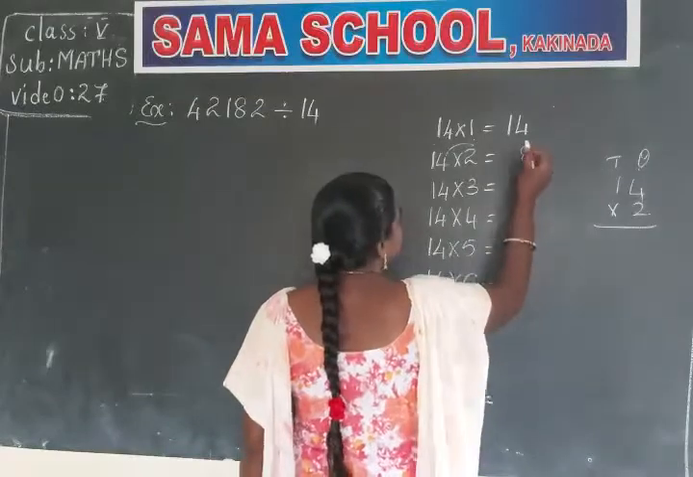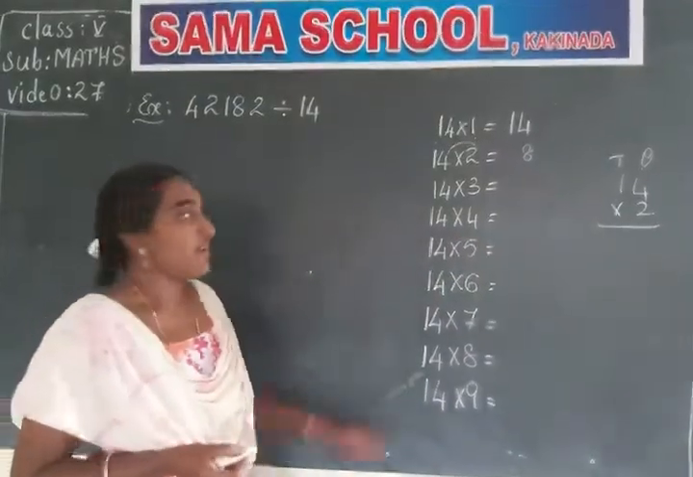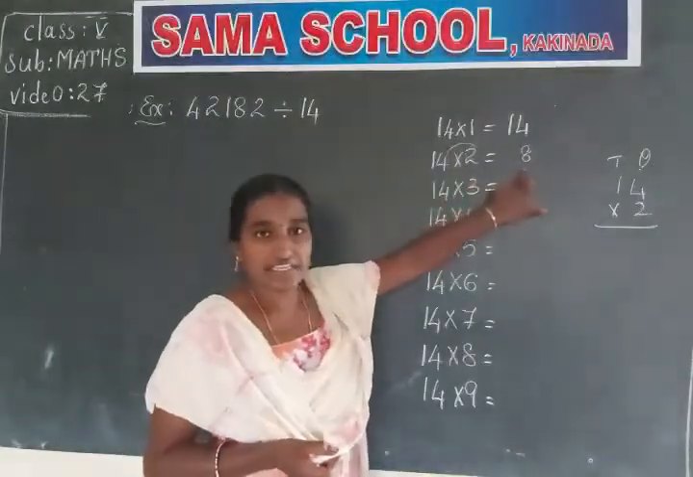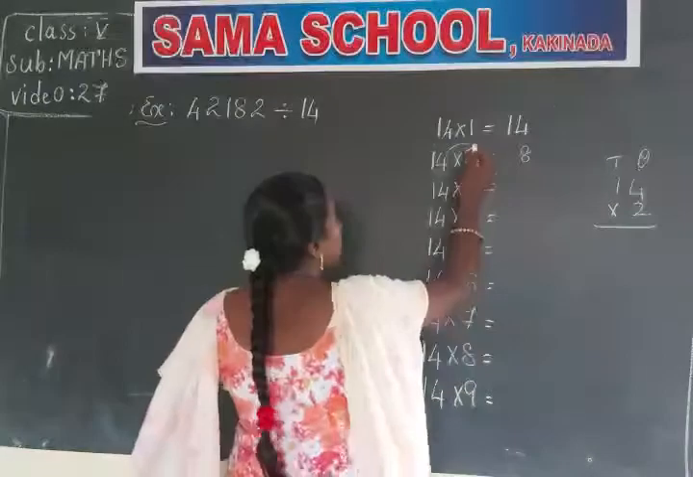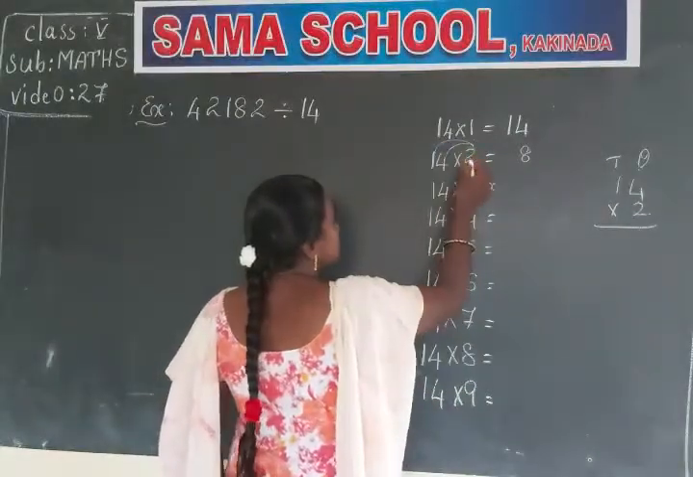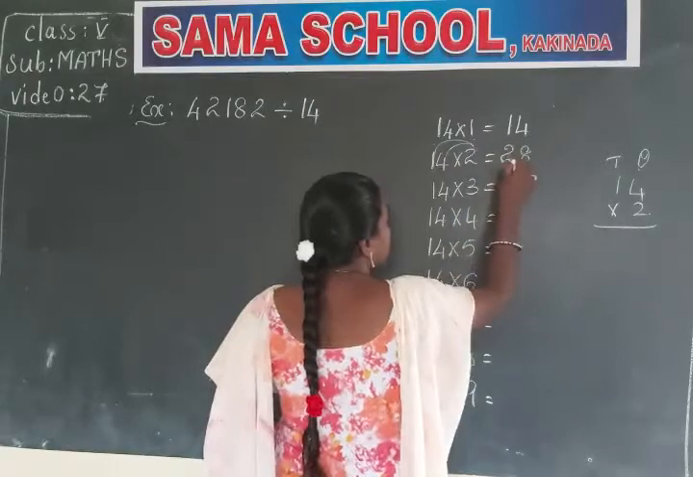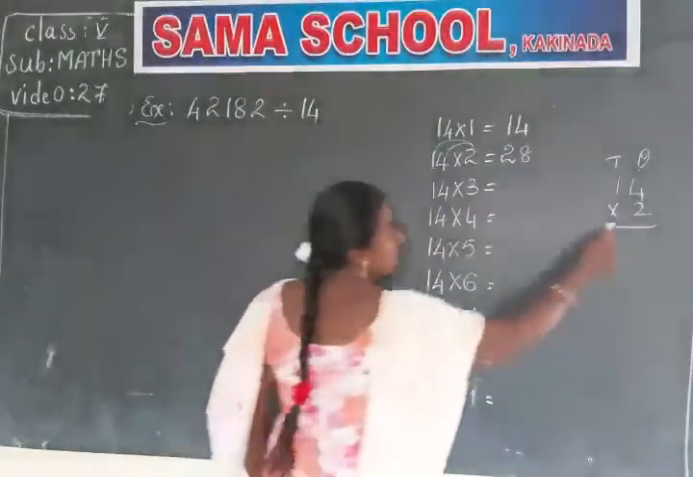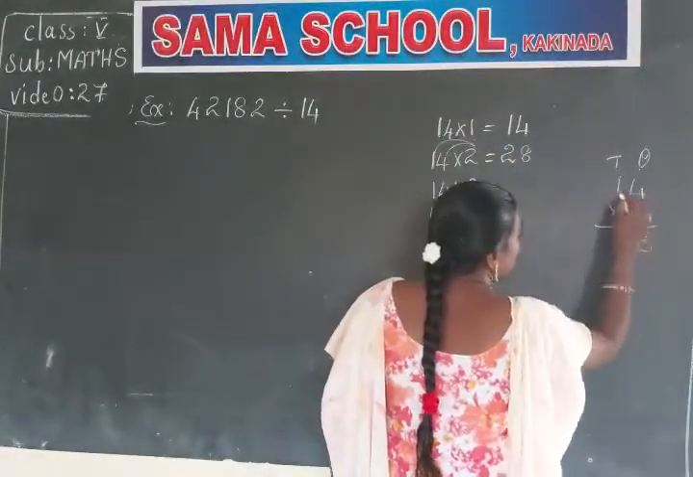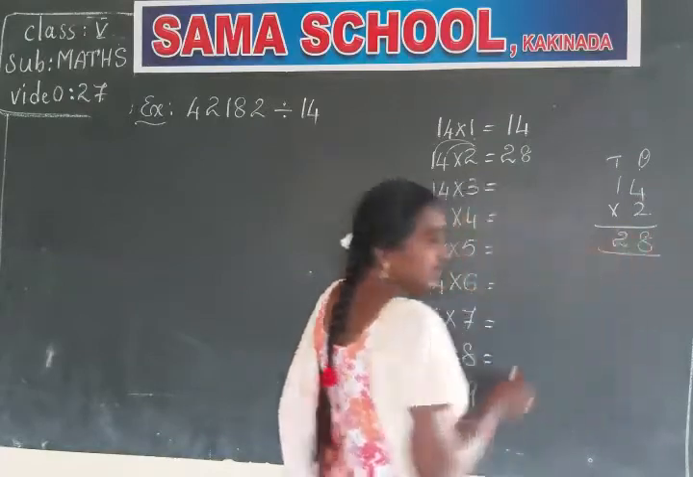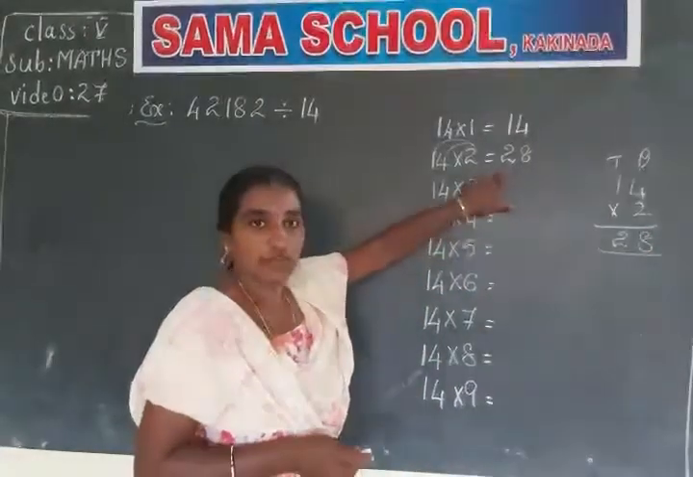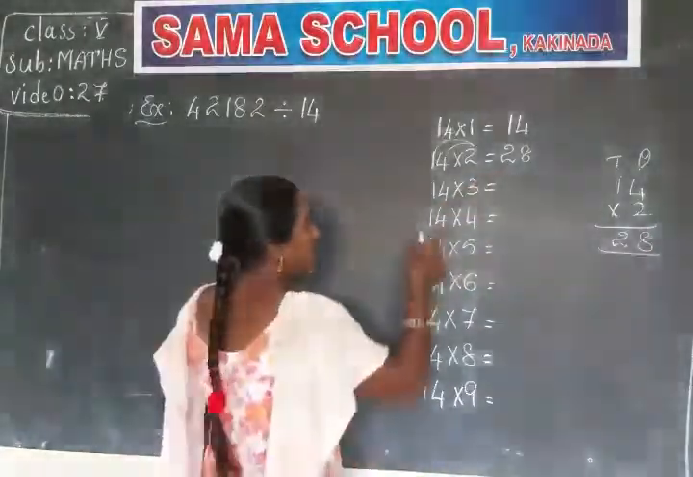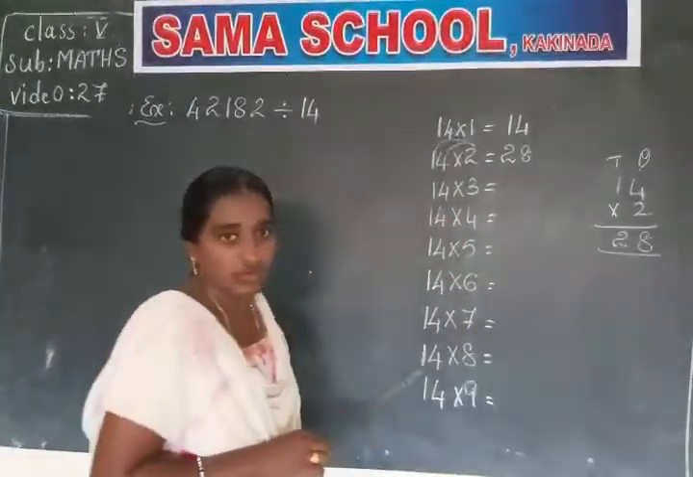We have to write it in the 1's place. Okay, 2 4s are 8. It is in 1's place. Now we have to multiply the 10's place digit. 2 1s are 2. See here, 2 4s are 8 and 2 1s are 2. 28. Here also we got the same 28. Right? Now 14 3s are we have to do.